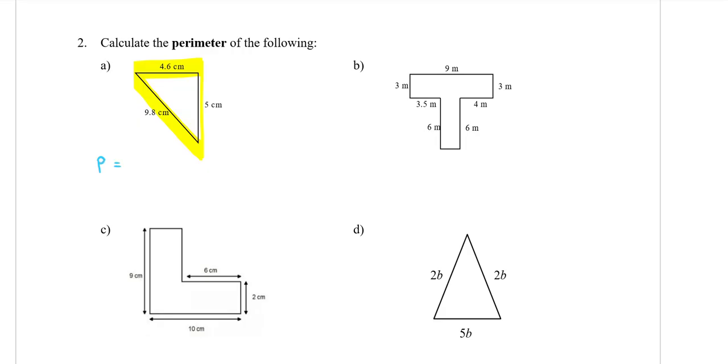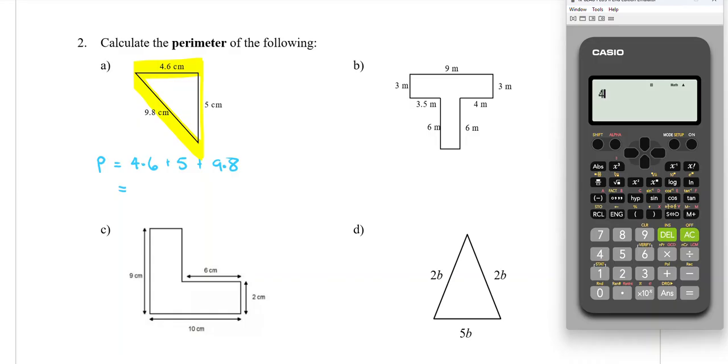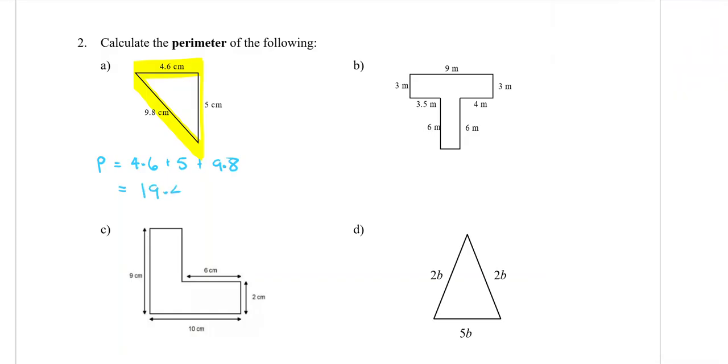P for perimeter equals, I'm going to start at the top, 4.6, I'm going to go around in a circle, plus 5 plus 9.8. Then use your calculator to add 4.6 plus 5 plus 9.8 is 19.4 centimeters.